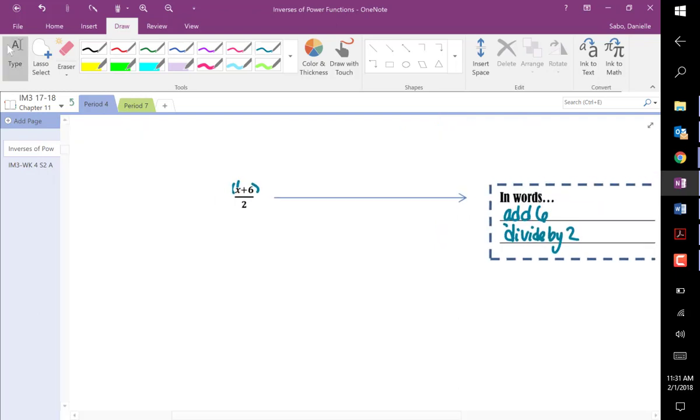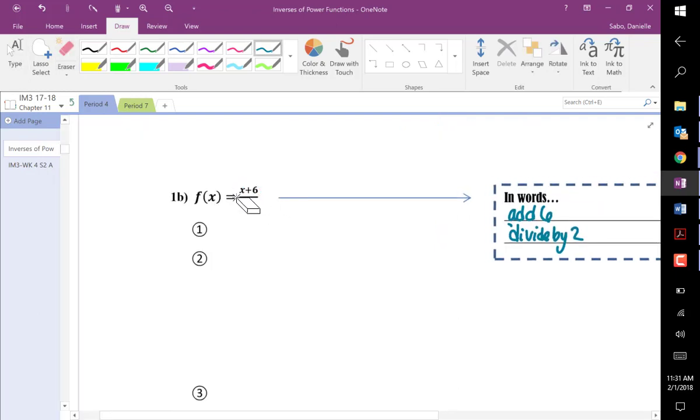Mathematically, when you're trying to find the inverse, again, it's the opposite. So what am I going to do first? It's the opposite. We go bottom to top. What's the opposite? And then what am I going to do?